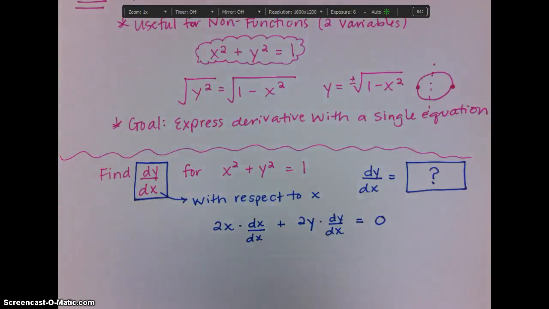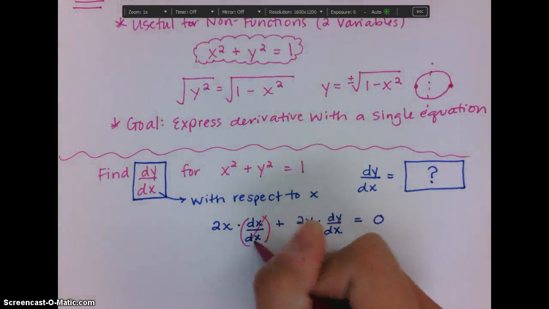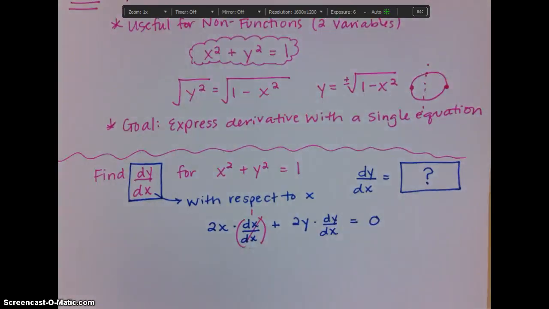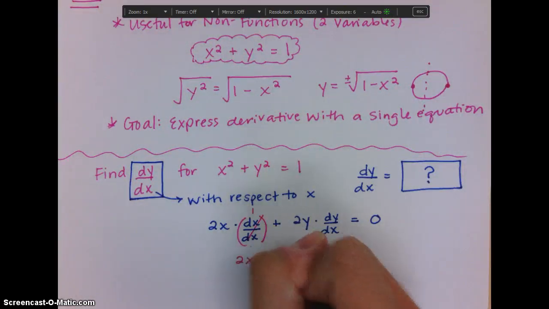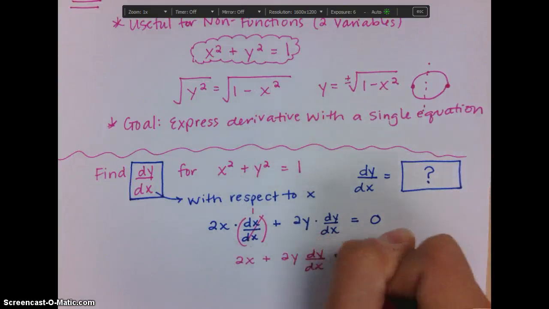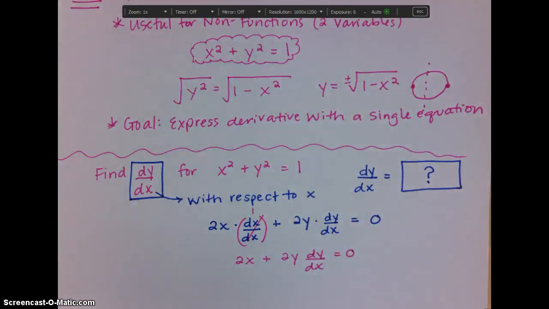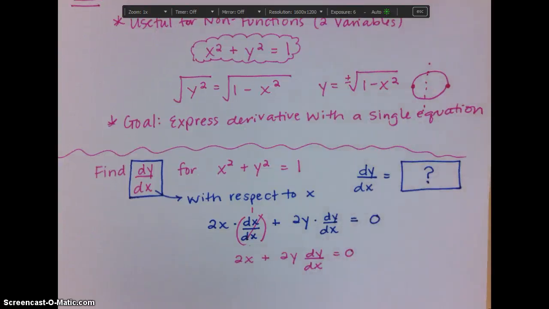Okay, a couple of things to notice here. First of all, I have a dx over dx. Now anything divided by itself is always just 1. So I really don't need that at all. The other thing to remember is, how do I need to leave my answer? Well, I wanted to find the derivative of the function, or actually it's not a function, but the derivative of the equation with respect to x, and I wanted my answer to be in that form.